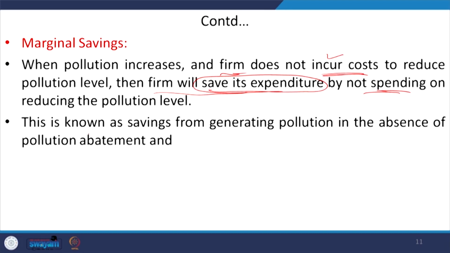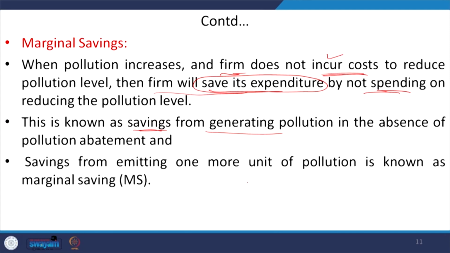So, this saving, because you are continuing to generate the pollution and you are not doing any kind of expenditure for treating, this saving from generating the pollution in the absence of any pollution abatement is known as the marginal savings, right. So, marginal savings can be defined as savings from emitting one more unit of pollution, right.